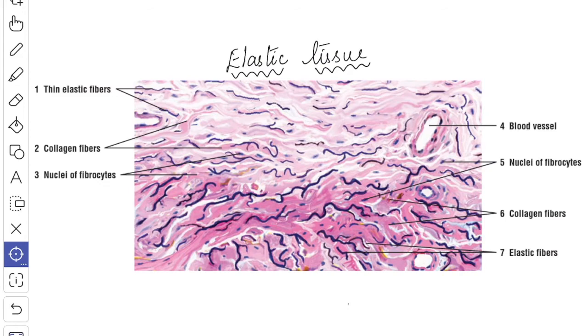Next we'll see about the connective tissue with special properties. In this we'll see first about the elastic tissue. It is a specialized dense connective tissue formed by the elastic fibers. In contrast to the fibrous tissue which appears white, the elastic tissue is yellow in color. Some ligaments are made up of elastic tissue.